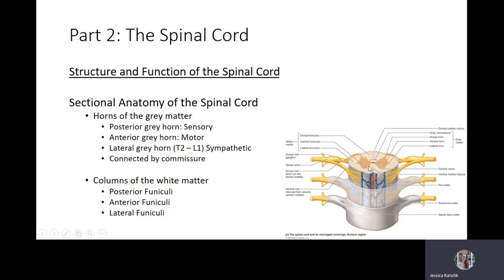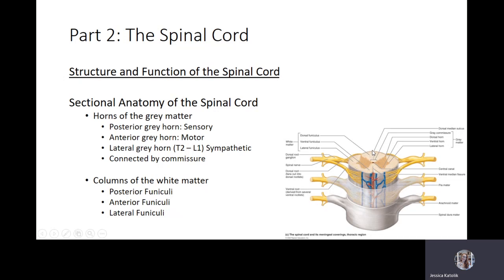These two sides are actually going to be connected by a commissure. There is a little bridge that bridges the right and left side of the spinal cord. And interneurons and different motor and sensory neurons can cross over at this commissure, allowing for communication between the two sides and allowing for the information to be sensed contralaterally.